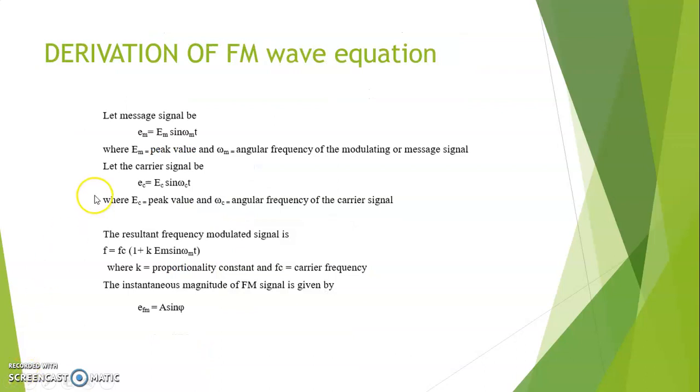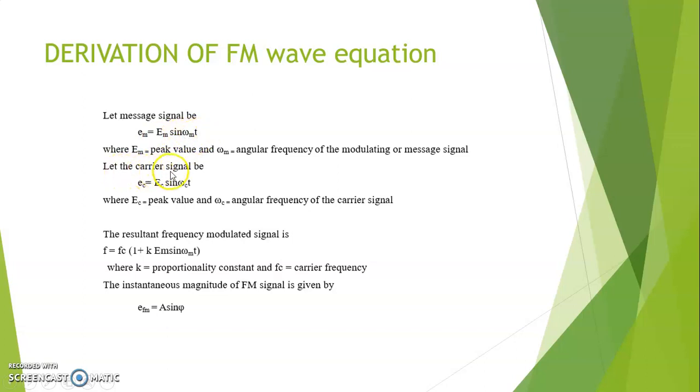Now let us derive the expression for the FM wave. Let the message signal be represented by small letter em is equal to capital EM into sine omega t. Here, since it is a message signal, it has been represented by small letter em, where m stands for the message signal. E is the instantaneous value of that signal. Capital EM represents the peak value of that signal and this represents the frequency and the phase part.